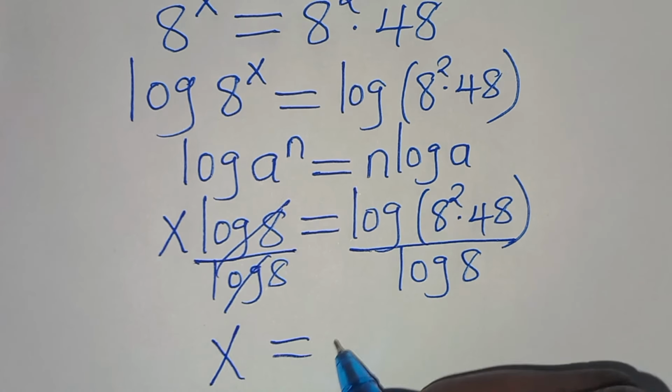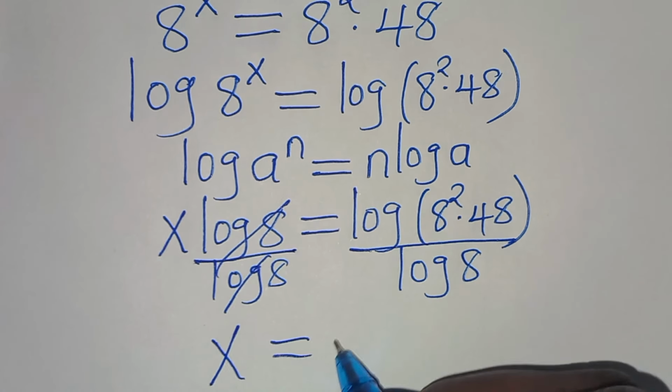So let's simplify log 8 and log 8 here, so that now we have that x is equal to 2 plus log 48 divided by log 8. Now we can express 48 as the same thing as 8 multiplied by 6. So now we have x equal to 2 plus log of 8 multiplied by 6, everything here divided by log 8.